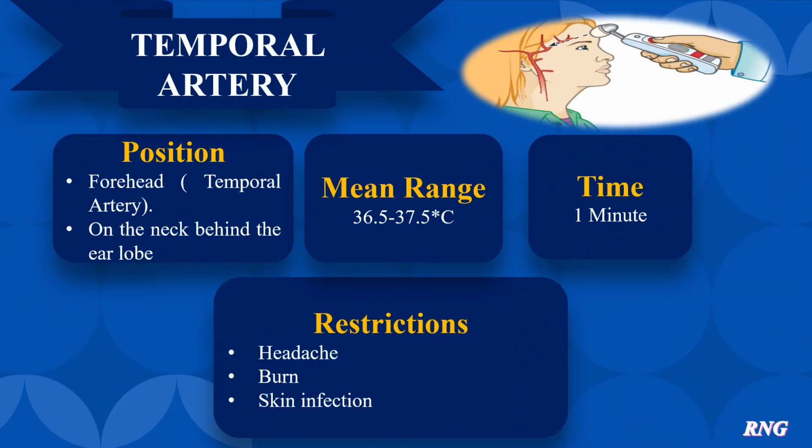Temporal artery body temperature checking. For that, the position of the temporal artery is on the forehead, on the neck, behind the earlobe. It could be the right side or the left side. The mean range is going to be 36.5 to 37 degrees Celsius, and you are going to measure the body temperature with the probe for a full 1 minute.